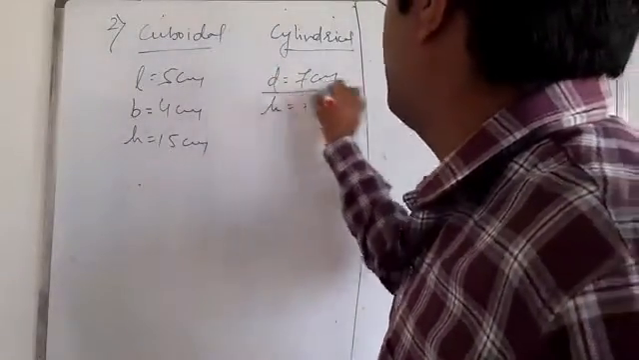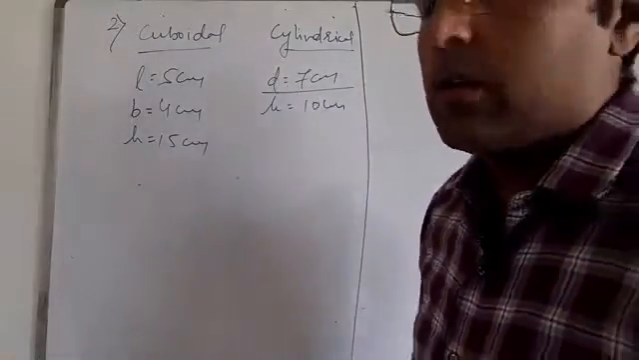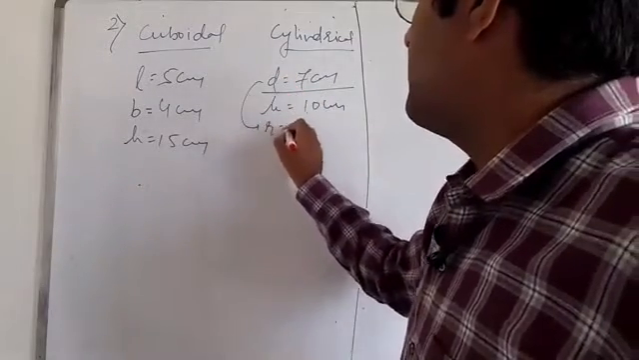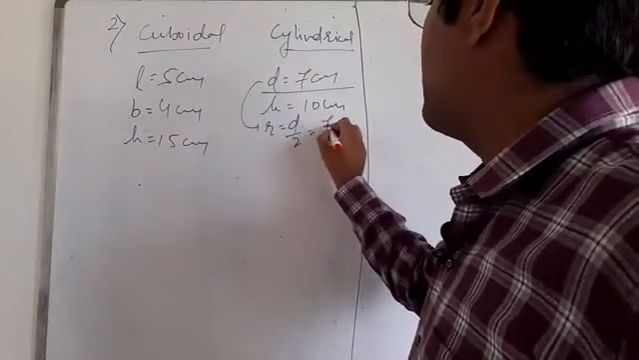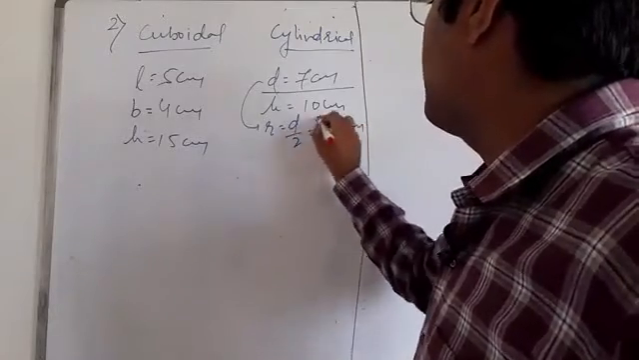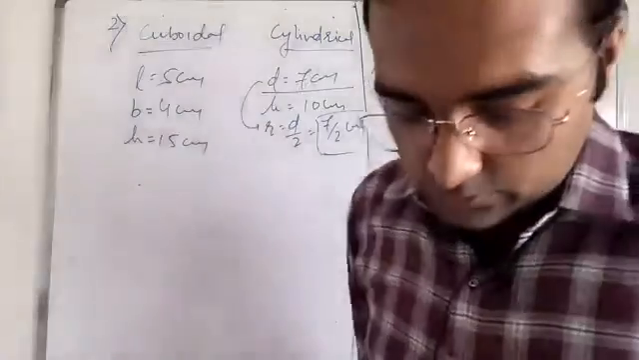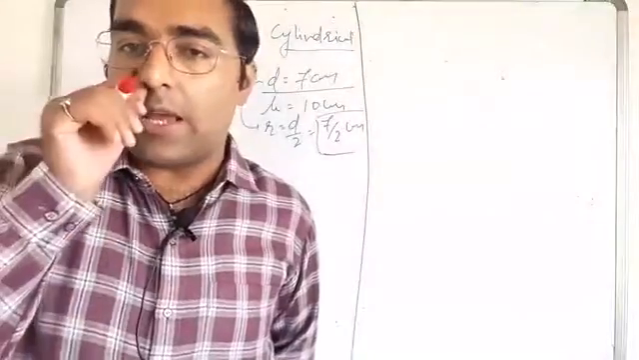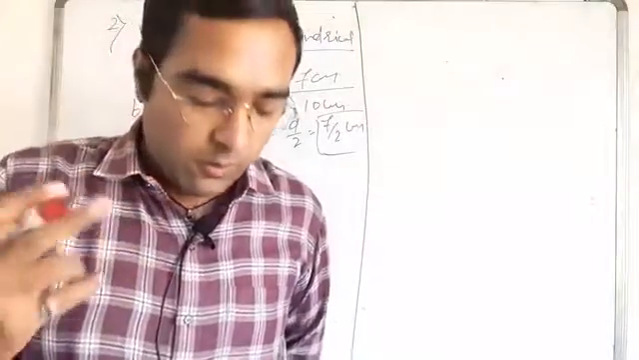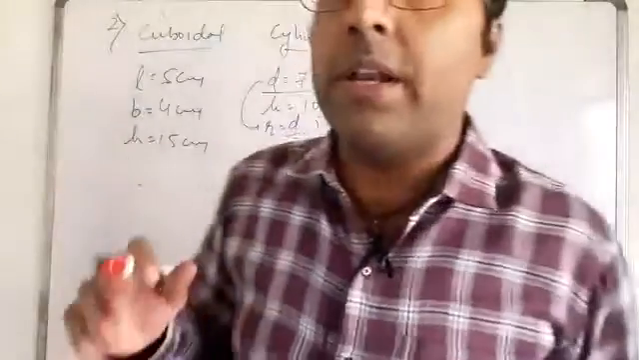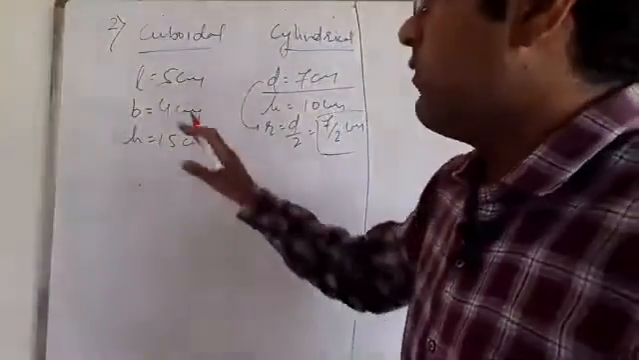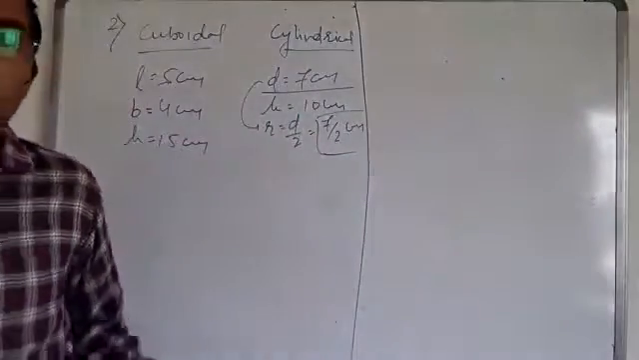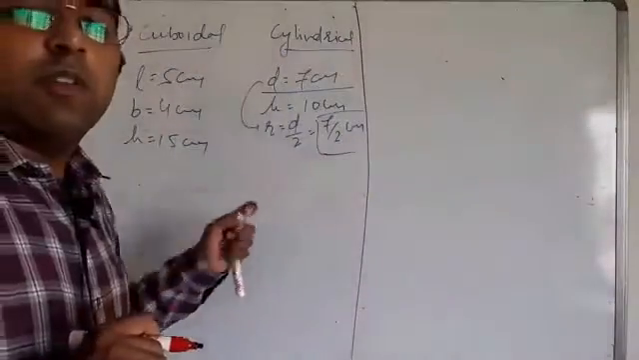First of all, I have to find the radius, because here the diameter is given. My radius is diameter by 2, that is 7 by 2 centimeter. Clear? Now, to compare both tins and see which has the greater volume, we have to find the volume of both. Let's start with the volume of the cuboid and then the volume of the cylinder.